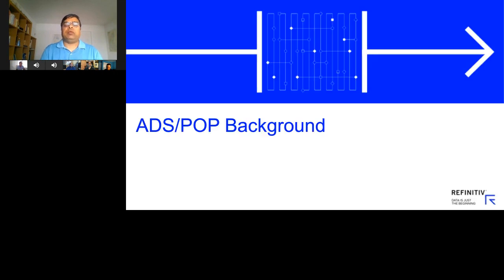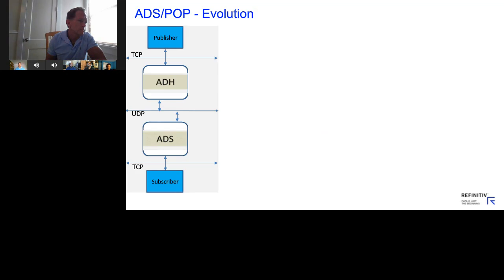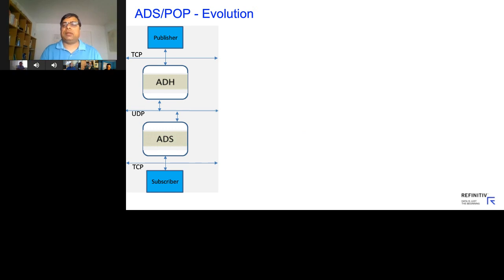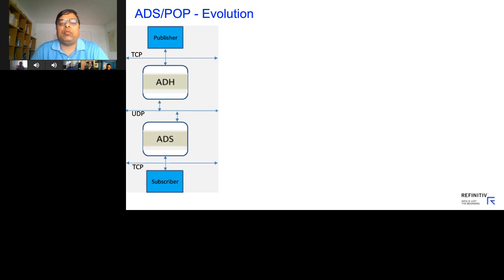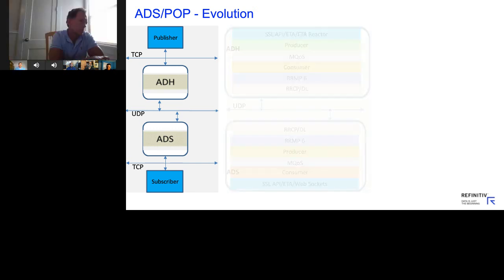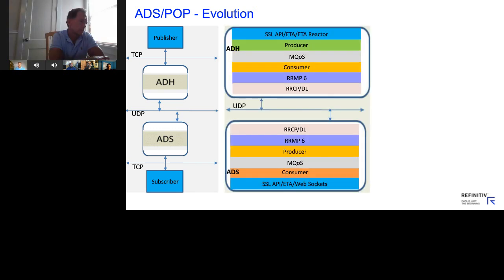So a bit of background: if you look at a typical TREP, we have our publisher and subscriber, and in the middle, we have the ADH and ADS, in a simplified version. We have an RRMP backbone, which is built on top of UDP. So now into the layers of the ADH and the ADS.